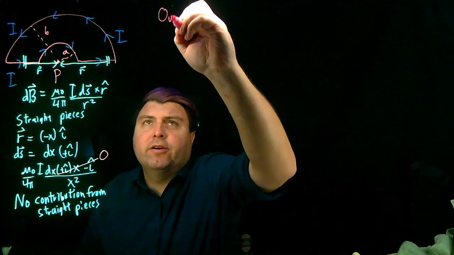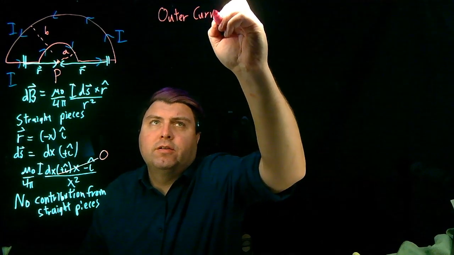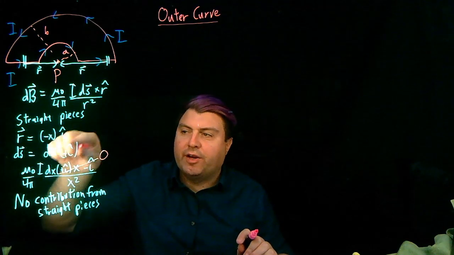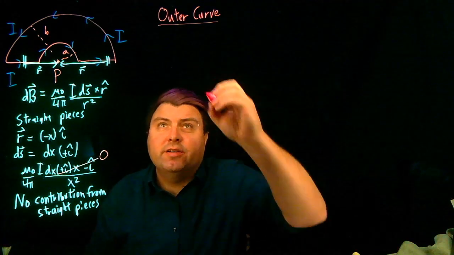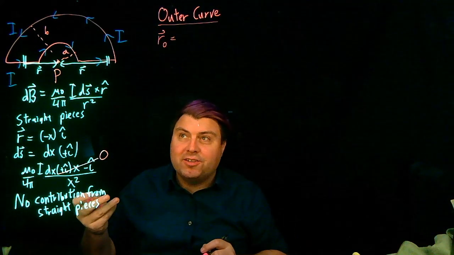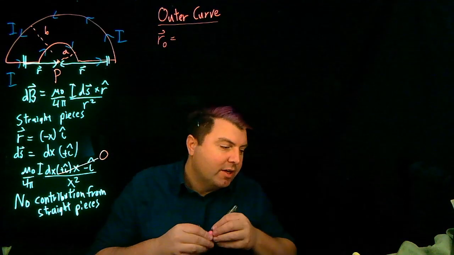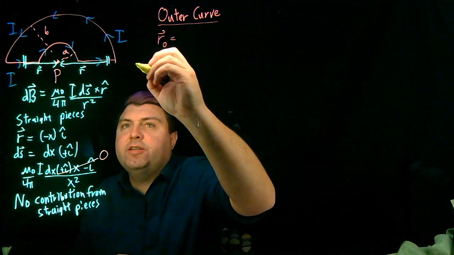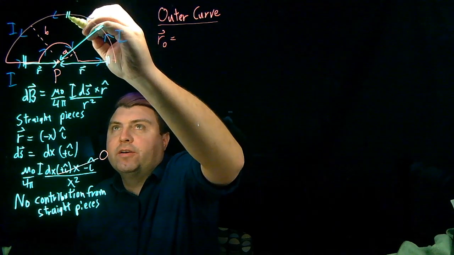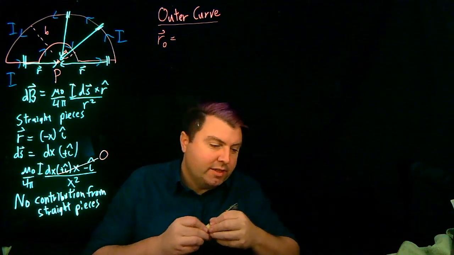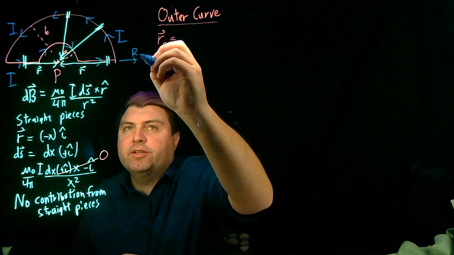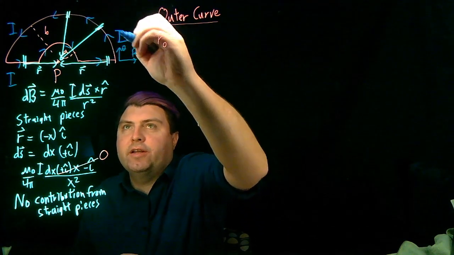Let's look at our outer curve first. Just as we did for the straight pieces, we have to define r vector and ds and then plug them into here. Our r vector for our outer piece, using the Cartesian system, is going to be really tough. So we want to use the r-theta-z system. Our pieces from the outer curve are going to look maybe something like this, and our r-theta-z system is such that we have the r direction in this direction and the theta direction in this direction.